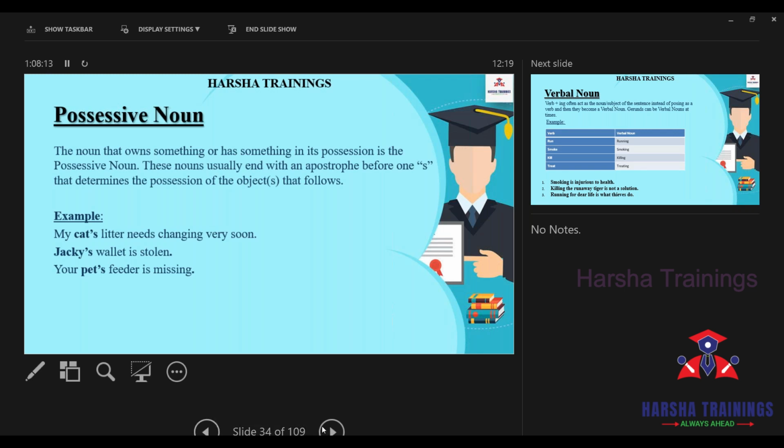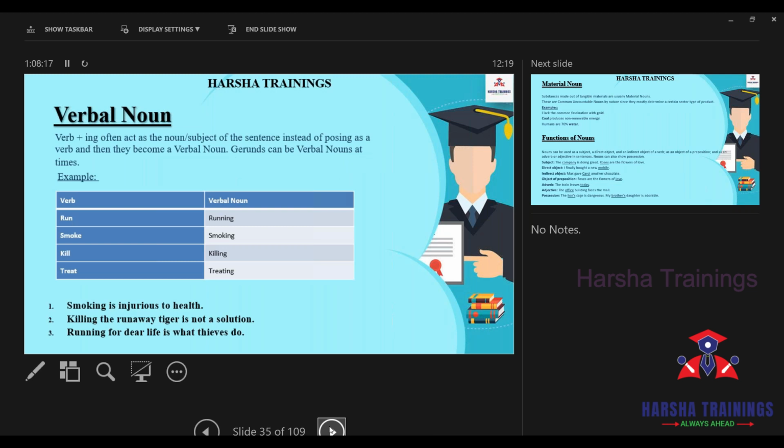Okay, we are done with possessive nouns. What are verbal nouns? Simple. These are very simple, small topics. Yes. Verb plus ing acts as a noun or the subject of the sentence. Right? For example, run becomes running. The verb plus the ing form becomes a verbal noun. For example, smoking is injurious to health. Smoking, from smoke, is verb plus ing. We are using this as the subject of a sentence. So these are called verbal nouns. Smoking, killing, running, right? Based on the context that we use. Okay.